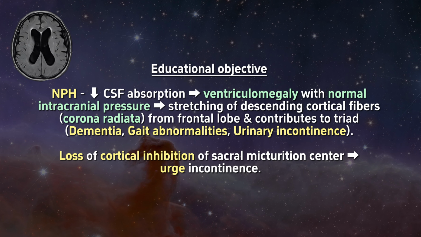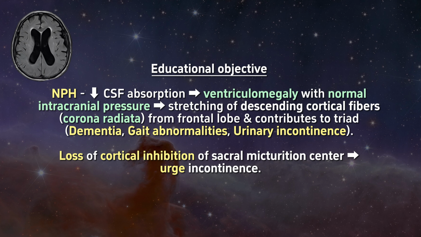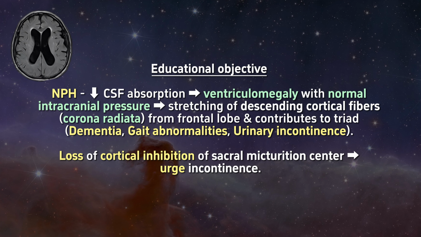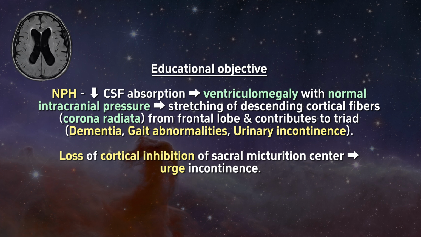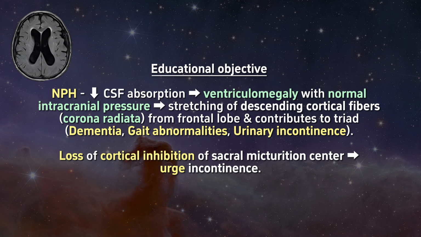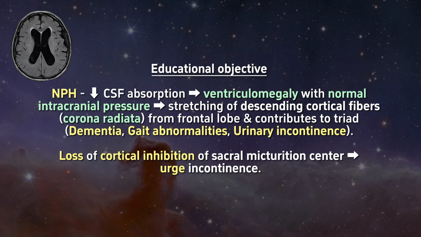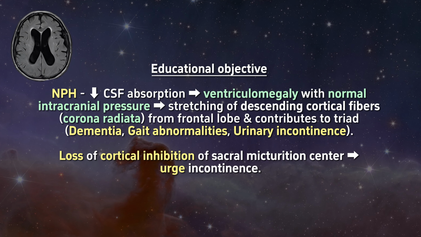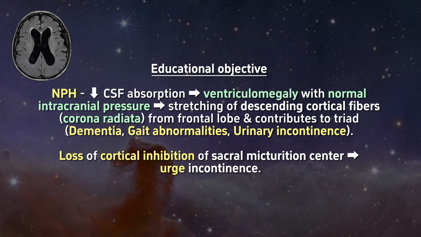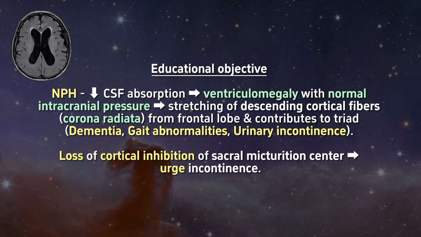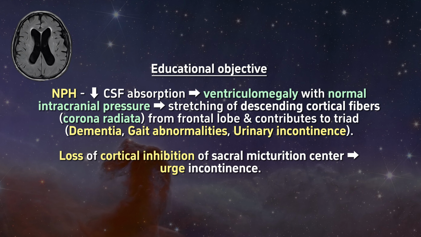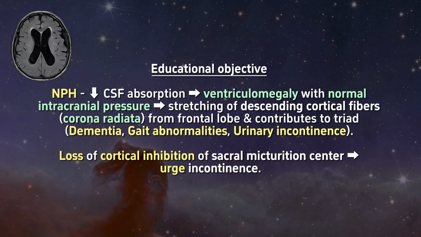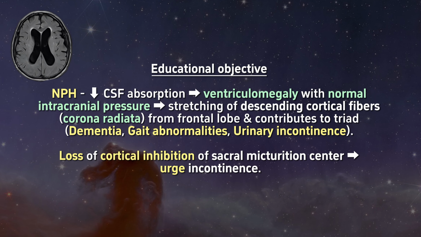Educational objective. Normal pressure hydrocephalus occurs due to decreased cerebrospinal fluid absorption, resulting in ventriculomegaly with normal intracranial pressure. This causes stretching of the descending cortical fibers, the corona radiata, from the frontal lobe and contributes to the classic triad of symptoms, that is dementia, gait abnormalities, and urinary incontinence. Loss of cortical inhibition of the sacral micturition center leads to urge incontinence.